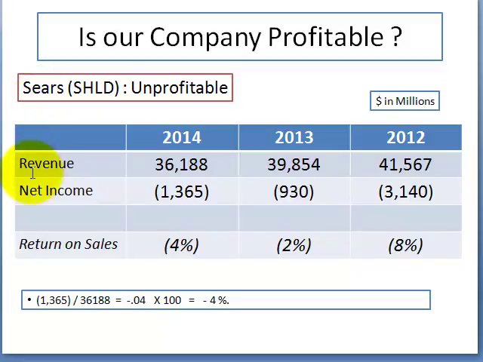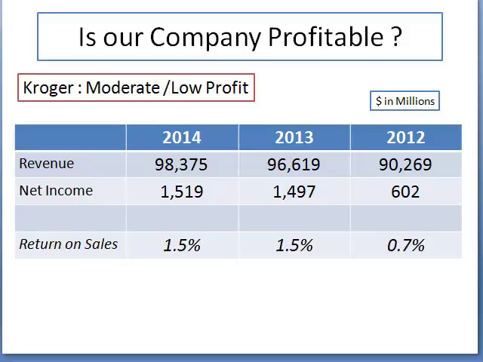Here's Sears. There's their revenue. There's their net income. Brackets in accounting generally means negative, so they're losing money. And then I just simply did a return on sales, which is simply the net income divided by the revenue, and put it on a percent basis. So what this is telling us is for every dollar of sales Sears has, they're losing 4 cents. Again, not a great story. They're unprofitable. They're not making money on their business.